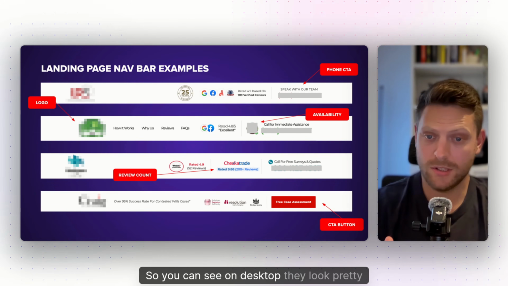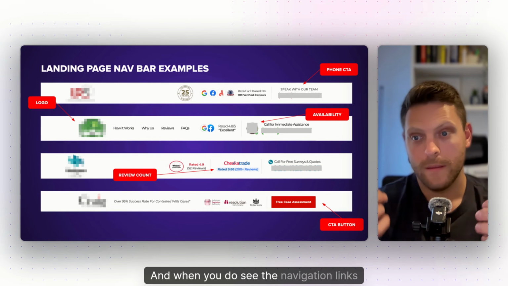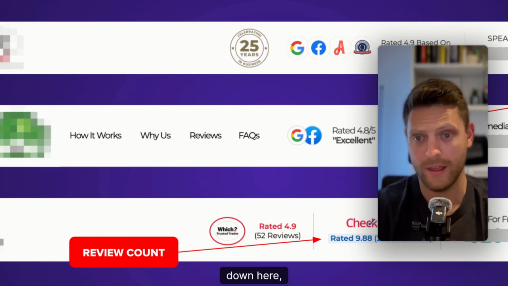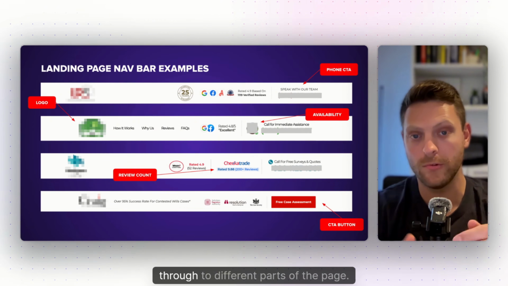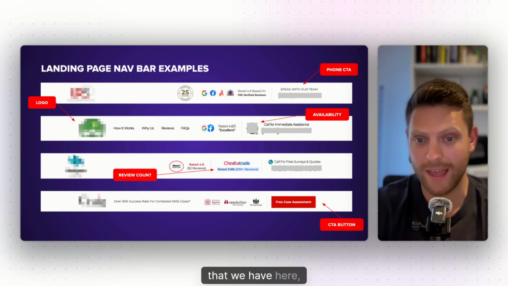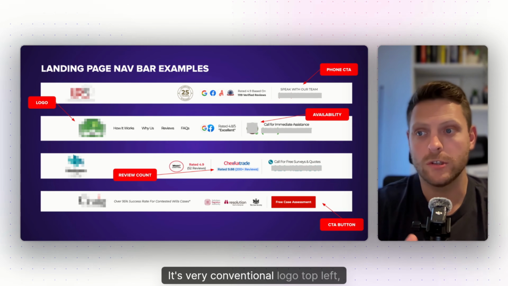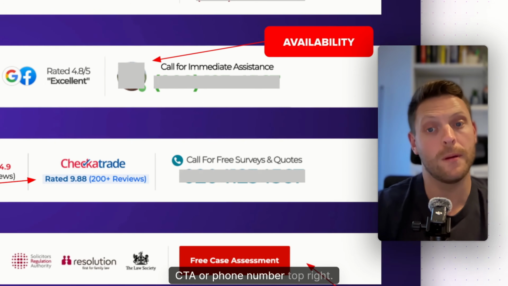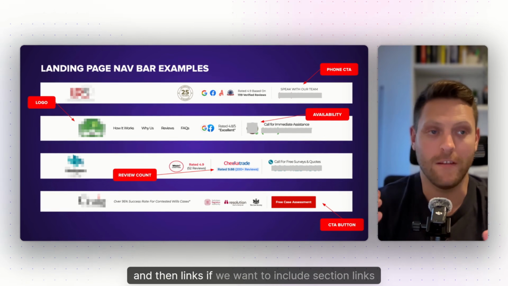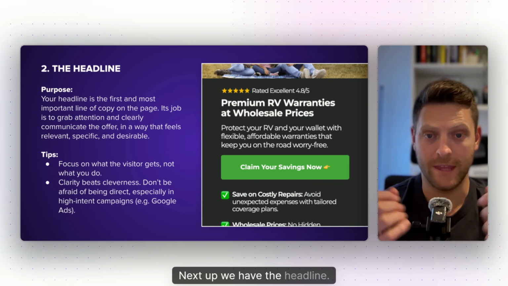And here are a bunch of different landing page nav bar examples. So you can see on desktop, they look pretty conventional to a website. And when you do see the navigation links on these particular examples, these are just section links to link people through to different parts of the page. But you can see from the different designs that we have here, this is the typical sort of design that we follow. It's very conventional. Logo top left, CTA or phone number top right. We then have some social proof next to the number, and then links if we want to include section links within the page.